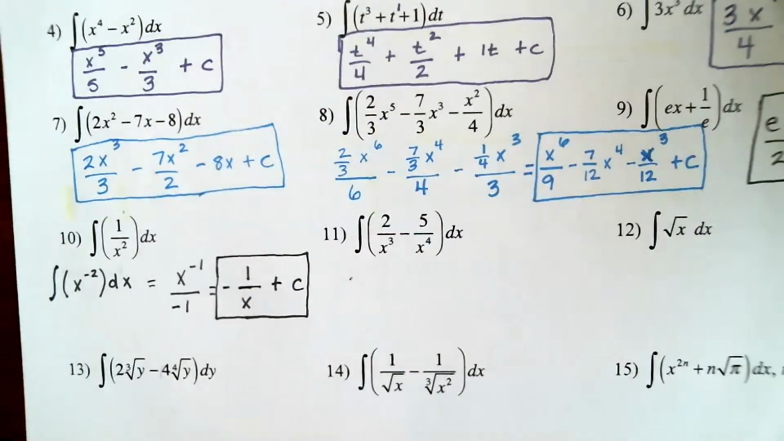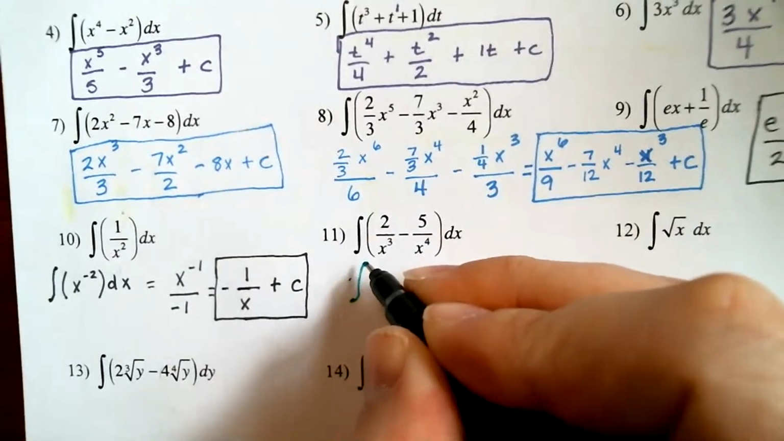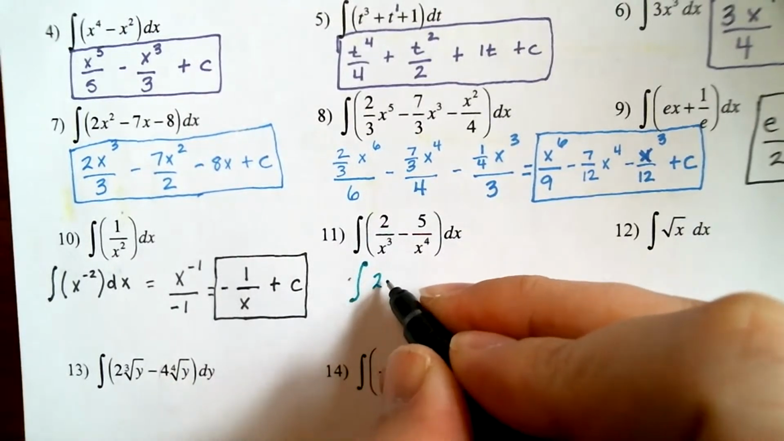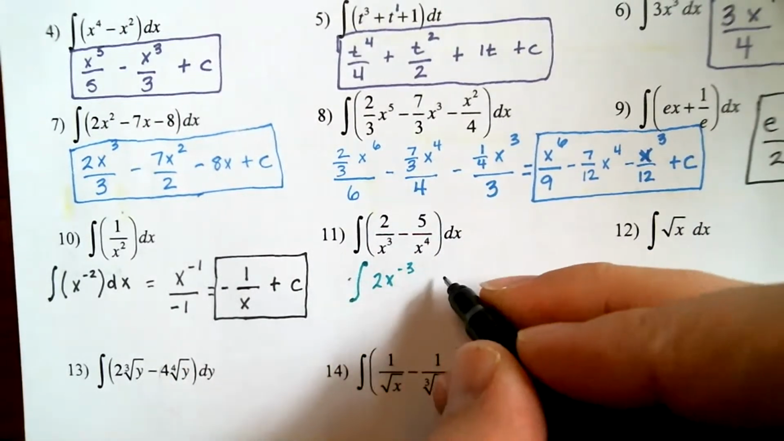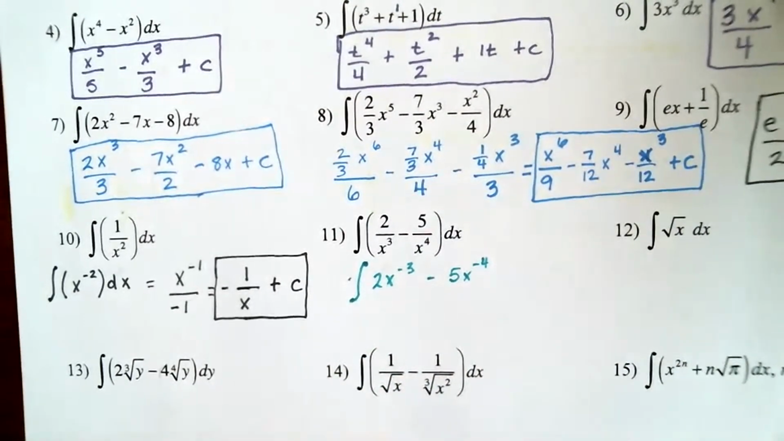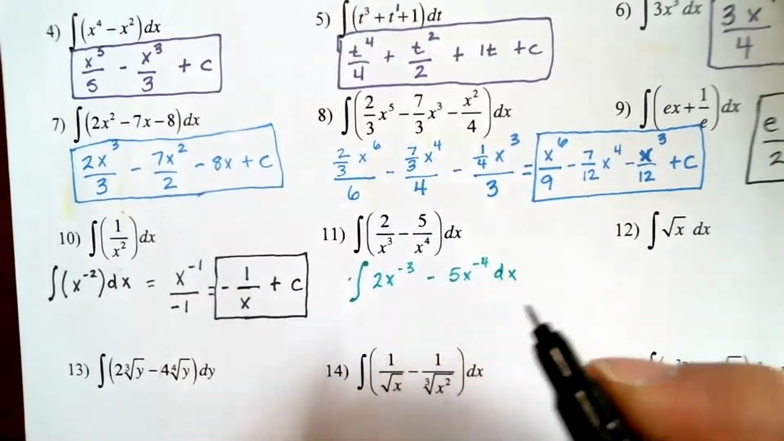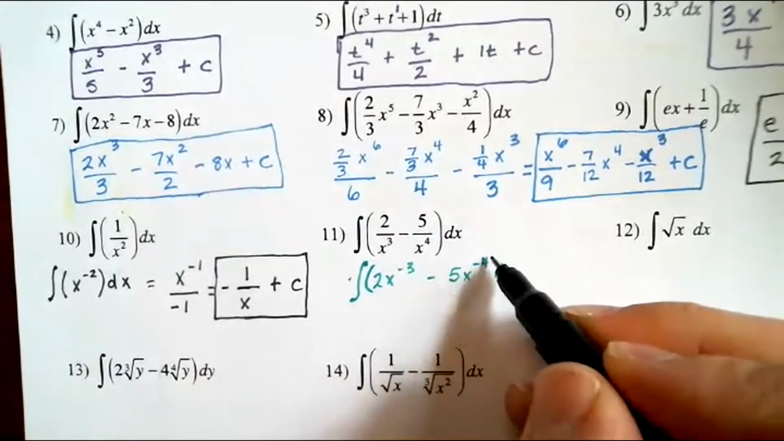Okay, look at number 11. So I'm going to rewrite it. My integral sign, 2x to the negative third, and minus 5x to the negative fourth. And of course, that's dx.